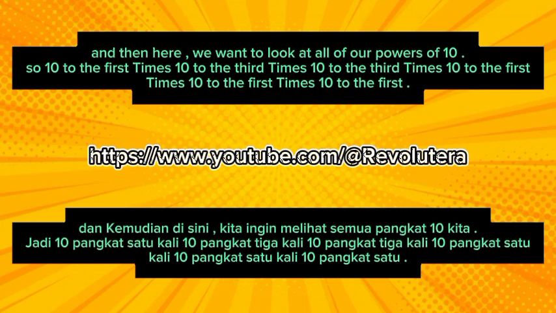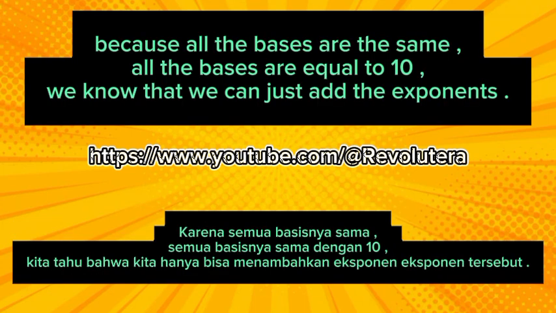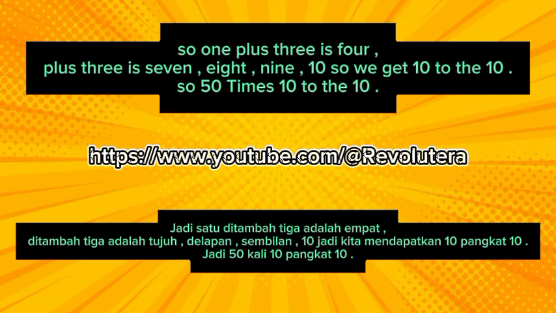And then here, we want to look at all of our powers of 10. So 10 to the first times 10 to the third times 10 to the third times 10 to the first times 10 to the first times 10 to the first. Because all the bases are the same, all the bases are equal to 10, we know that we can just add the exponents. So 1 plus 3 is 4, plus 3 is 7, 8, 9, 10, so we get 10 to the 10. So 50 times 10 to the 10.